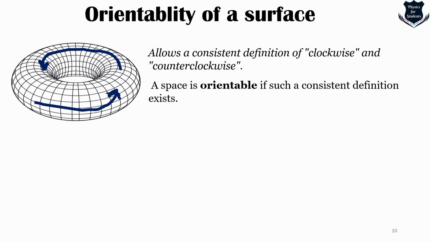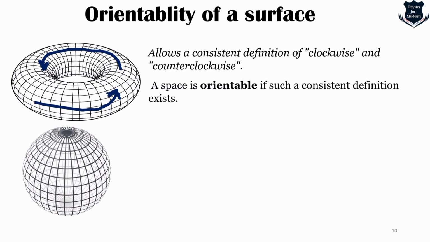So a space is orientable if such a consistent definition exists. Orientability is a property which allows a consistent definition of clockwise or anticlockwise. What it means is whether clockwise is changed into counterclockwise after running through these loops, the blue arrows in it, and coming back to the starting point.